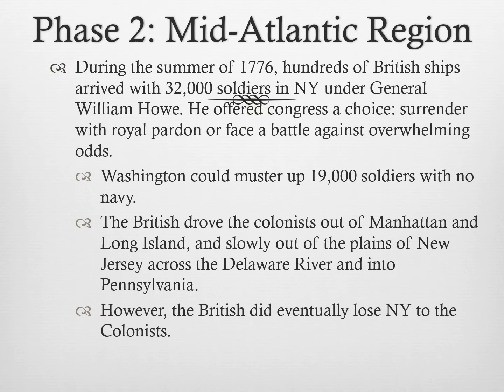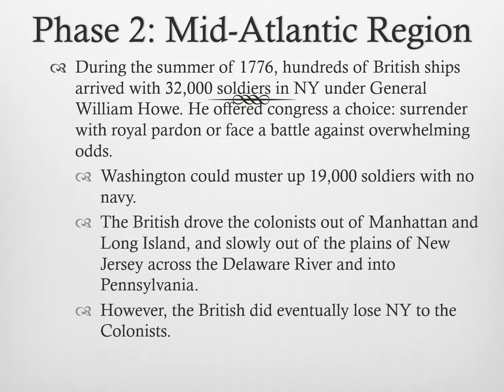In the summer of 1776, hundreds of British ships arrived with 32,000 soldiers in New York under General William Howe. He offered Congress a choice: surrender with a royal pardon or face a battle against overwhelming odds. And Washington could muster up around 19,000 soldiers with no navy. However, the British are going to drive the colonists out of Manhattan and Long Island and slowly out of the plains of New Jersey, across the Delaware River, and into Pennsylvania. However, the British are going to eventually lose New York to the colonists.